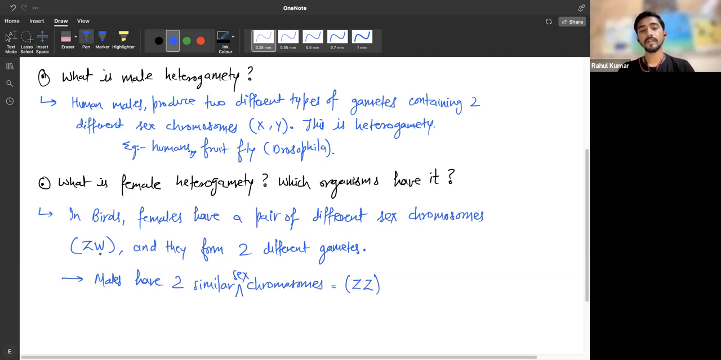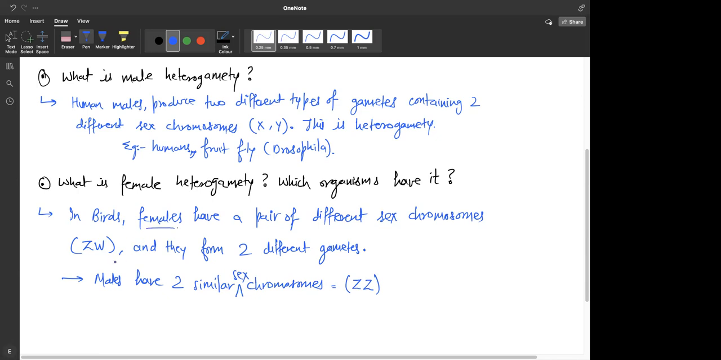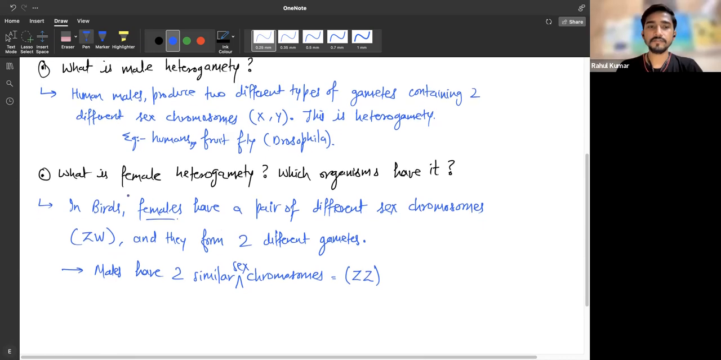How can you remember it? W for woman. So W is only present in females. So this is a different system. This is female heterogamety, and both these questions have come multiple times in your board. So you remember this. Okay.